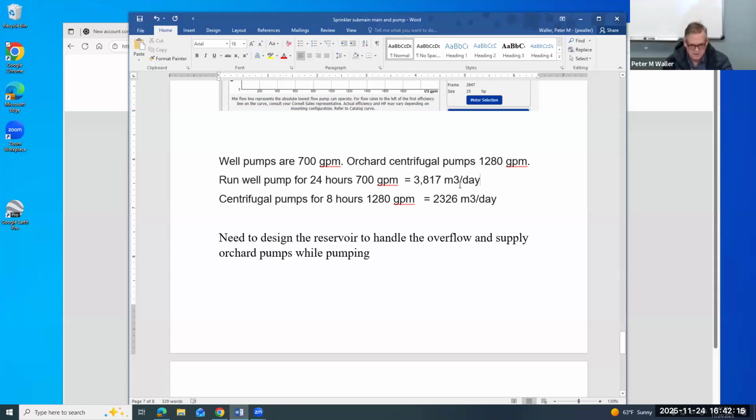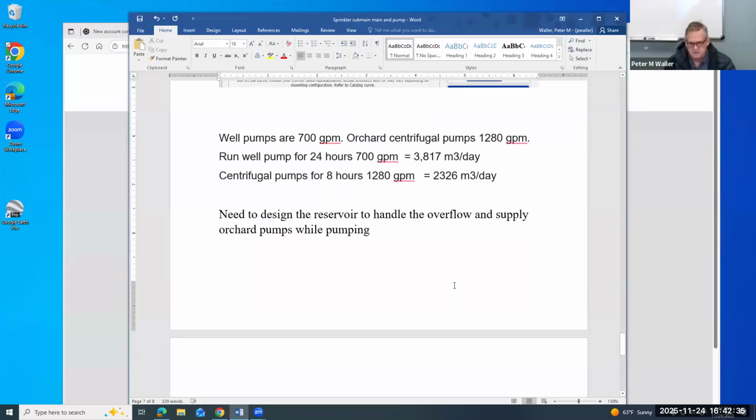And then on Wednesday, I'll talk about the specific design of the reservoir and where the pumps go on the reservoir, and maybe the pump pads and things like that. So anyway, I think that might be the last step in our design.